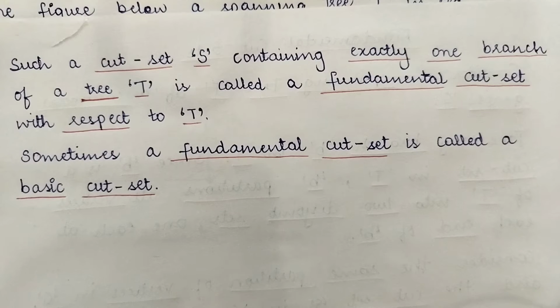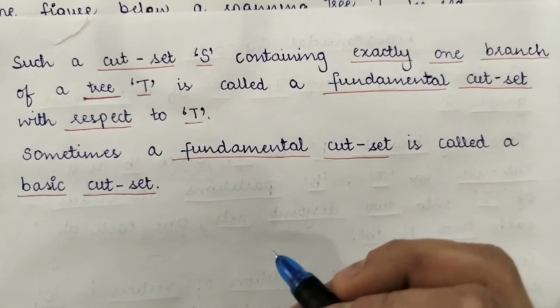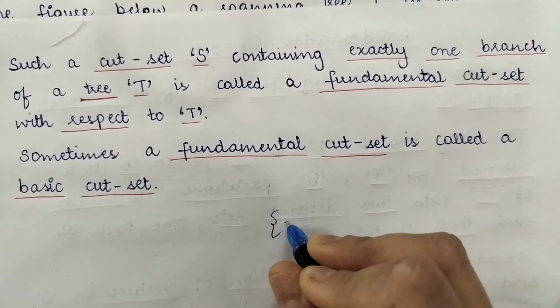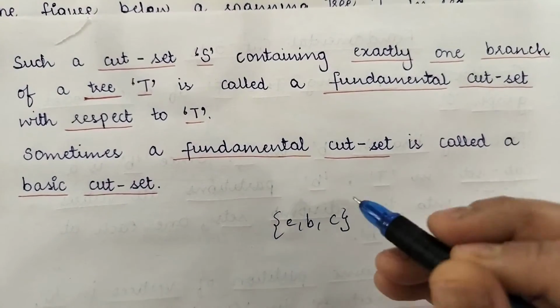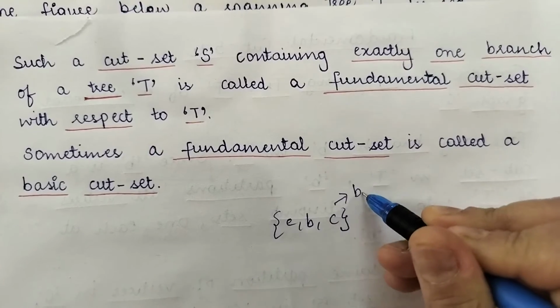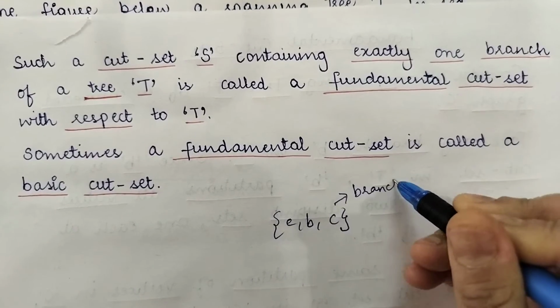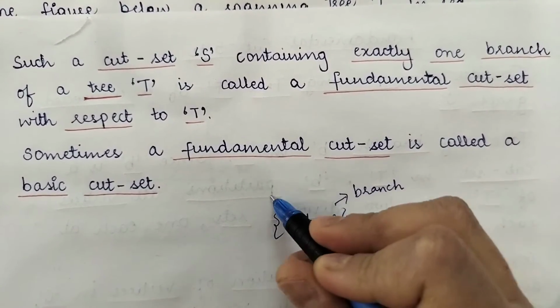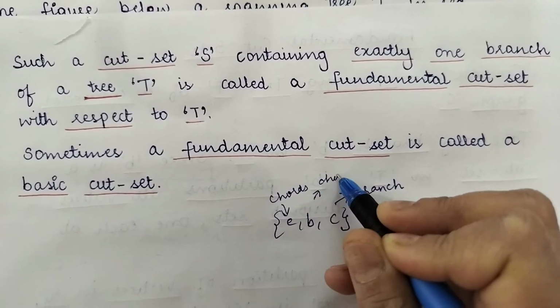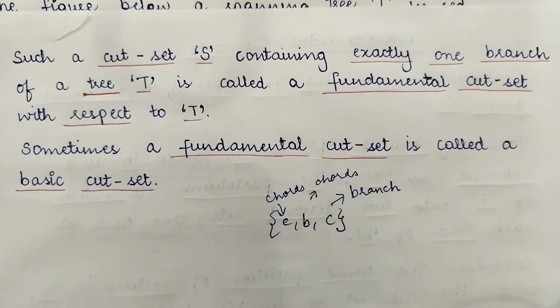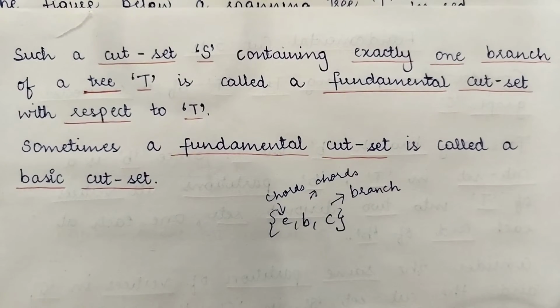Say for example, if you have a cut set consisting of an edge set E, B, C, then out of E, B, C, there will be exactly one branch. Say for example, C is a branch, then E and B will be chords. So obviously when I am talking of a branch, it is with respect to a spanning tree.